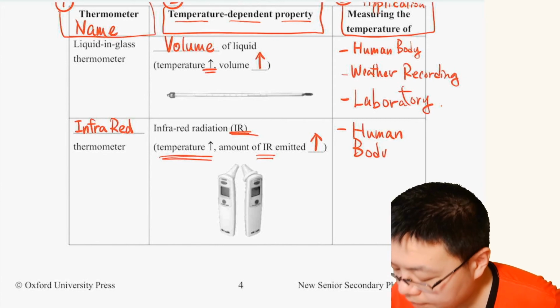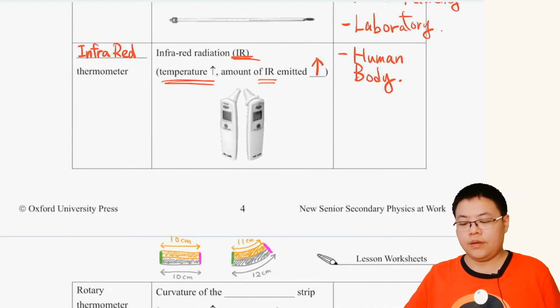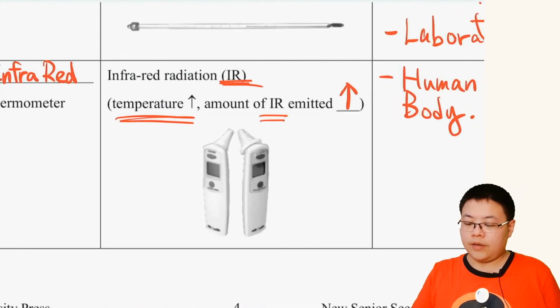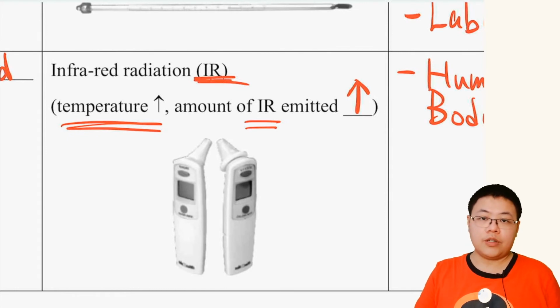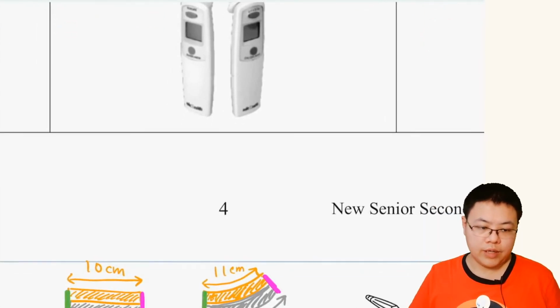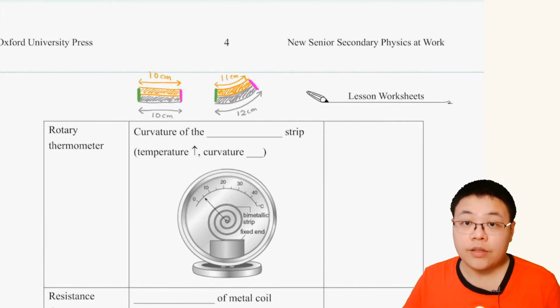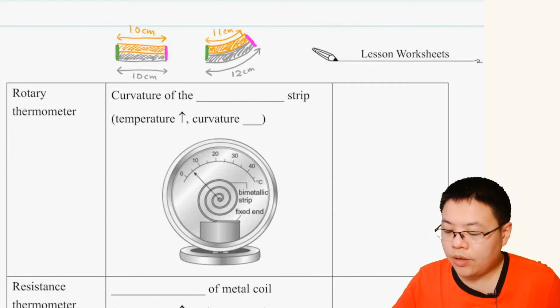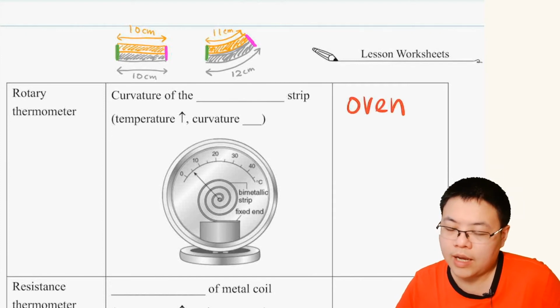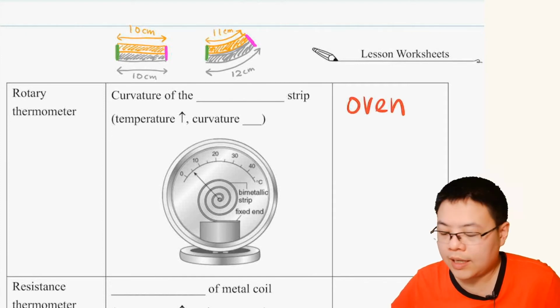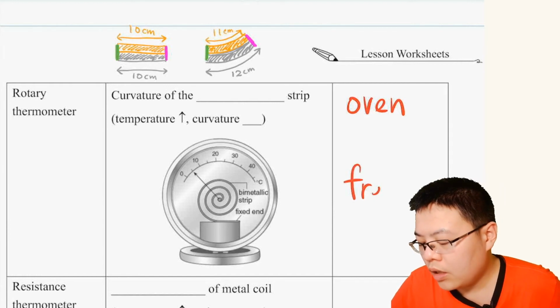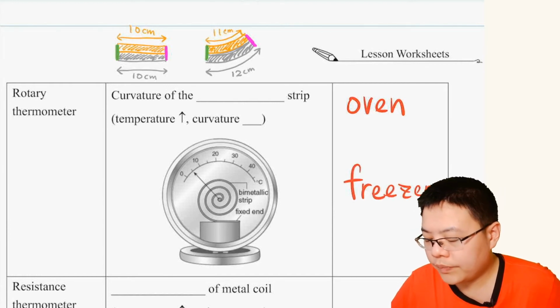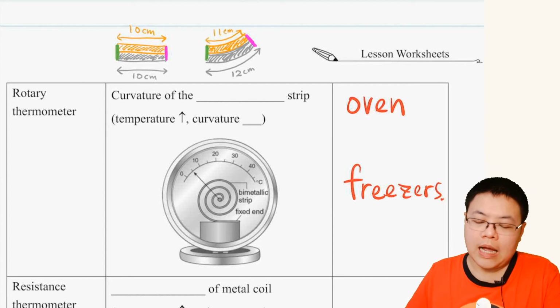Human body again. And the relationship is when temperature increases, the IR emitted also increases. Okay. And the third bit is more related to cooking, because for the application, you may have seen some thermometer looking like this in oven or freezers. Okay. How does it work?